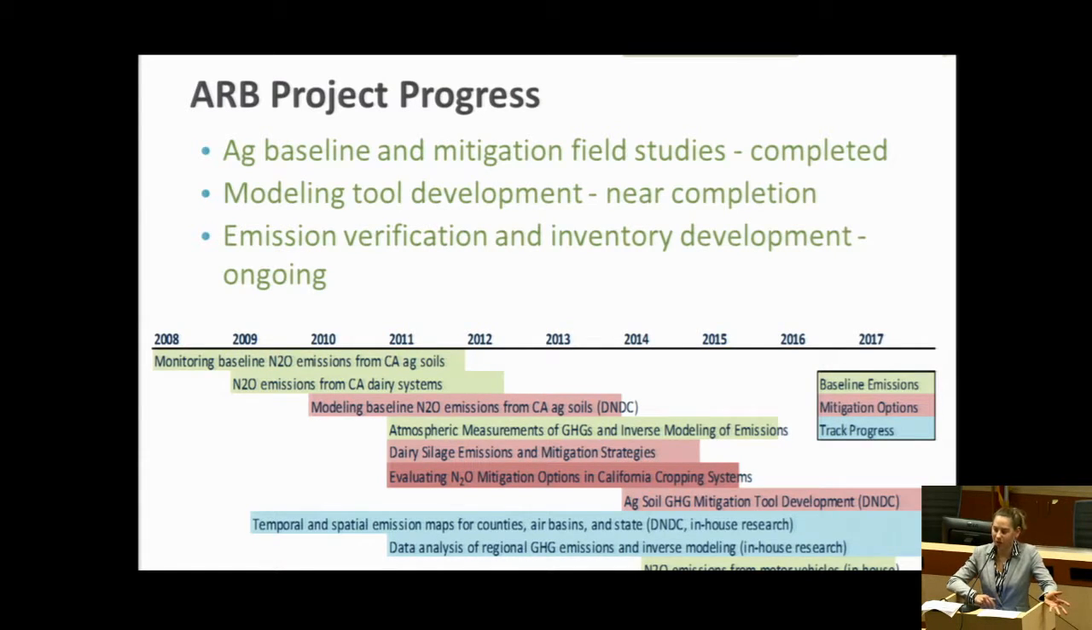And then I just want to also point out that we study more than just agricultural N2O emissions. We are also studying emissions from motor vehicles. So the very last project on the Gantt chart shows this N2O emissions work we're doing from motor vehicles, and that's being done in-house. We're doing on-road emission measurements with the mobile monitoring platform, also taking measurements from parking garages and in the Caldecott Tunnel to inform internal mobile source teams in the ARB. But the ag baseline and mitigation field studies have been completed. We're nearing development of the modeling tool, and emission verification inventory development is ongoing.